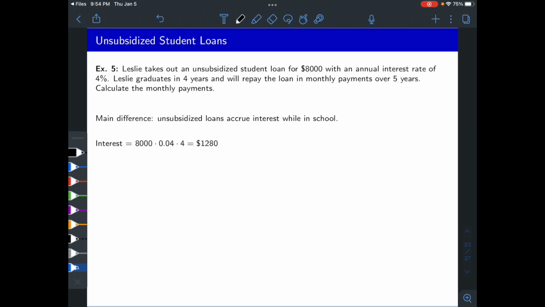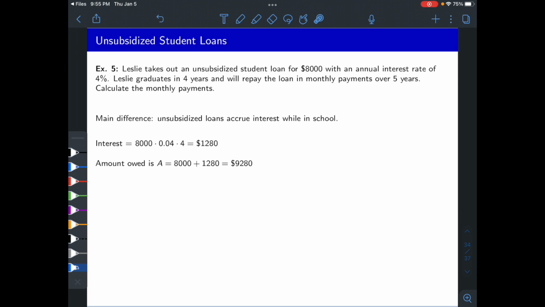So what's the interest? She's making 4% interest over 4 years, so we're using the simple interest formula here. $8,000 times 4% over a span of 4 years. Calculator says this is equal to $1,280. So she's going to make this much interest. This is in simple interest. If this were compound interest, you would have to do that slightly differently, but we'll just assume simple interest for now.